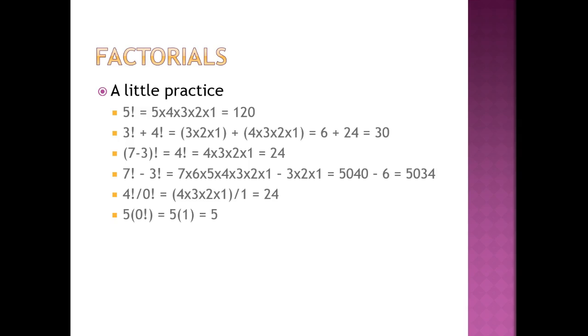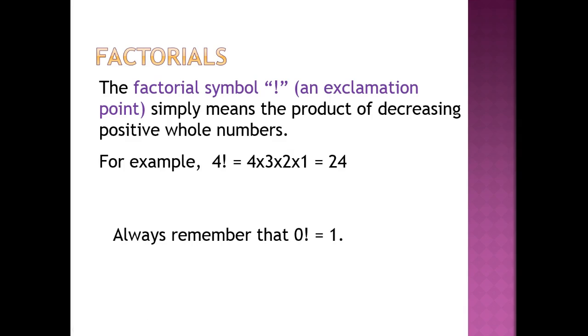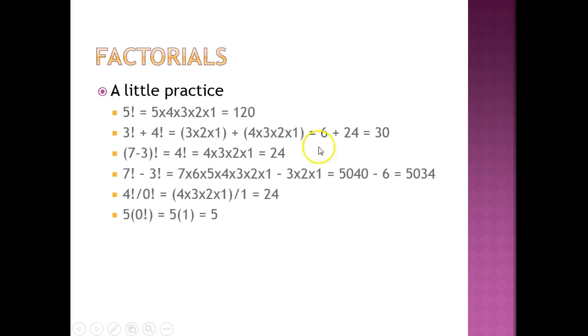Now, for a little practice, just longhand, think about this. 5 factorial is 5 times 4 times 3 times 2 times 1, which is 120. 3 factorial plus 4 factorial. You're following your order of operations. So 3 factorial is 3 times 2 times 1, which is 6, plus 4 factorial, which is 4 times 3 times 2 times 1, which is 24. I want to make sure. Yeah, it's 24. So 6 plus 24 is 30.